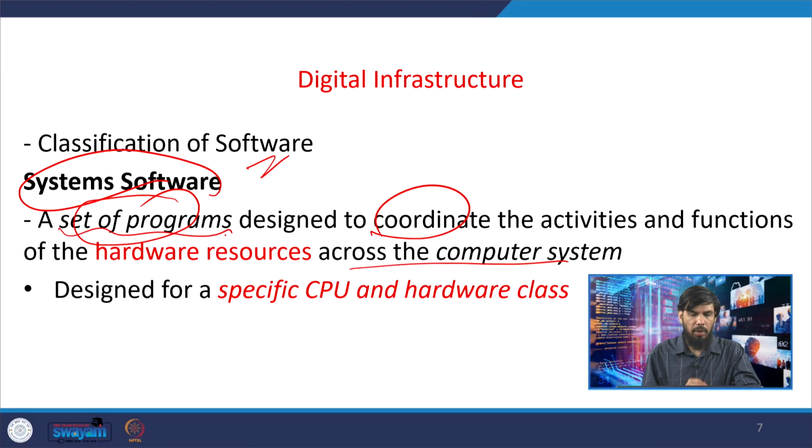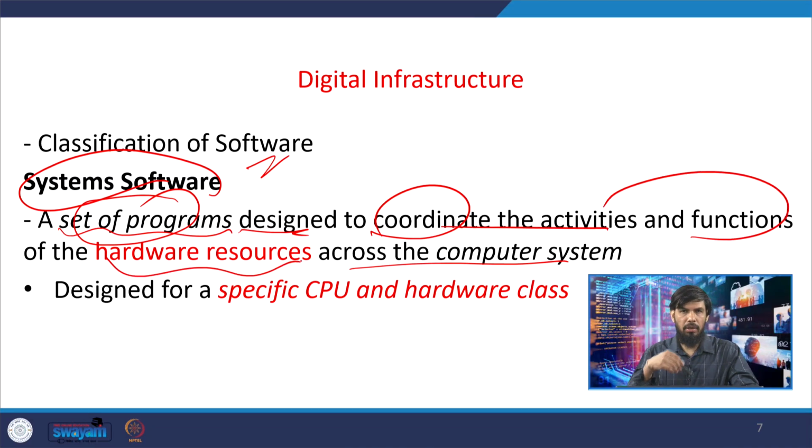that a set of programs. So, all the programs that are part of an operating system, we can take that as an example. So, designed to coordinate the activities and functions of the hardware resources. So, the processing, the memory, the output devices, input devices, all are connected, and the control is with the operating system. So, operating system is playing the role of system software and coordinating all this, right.